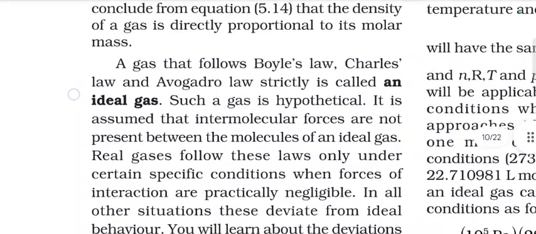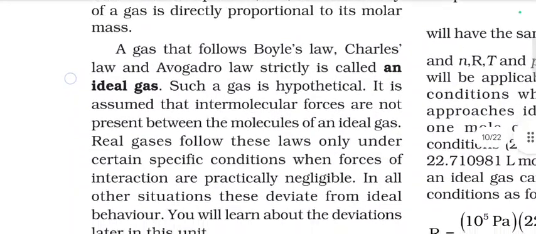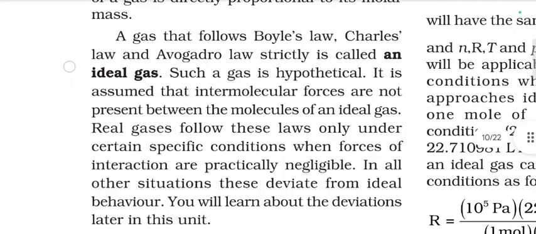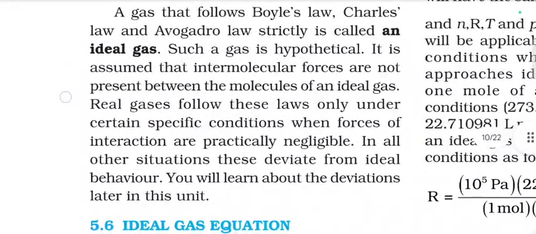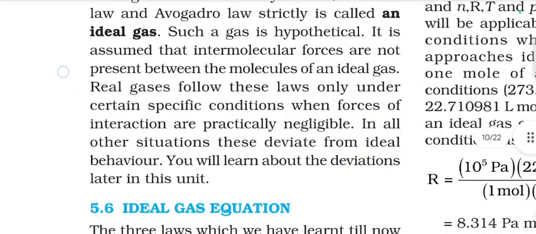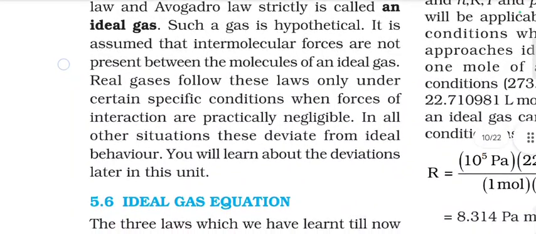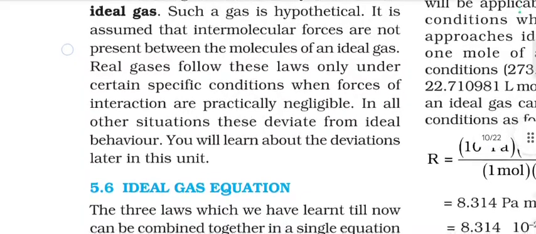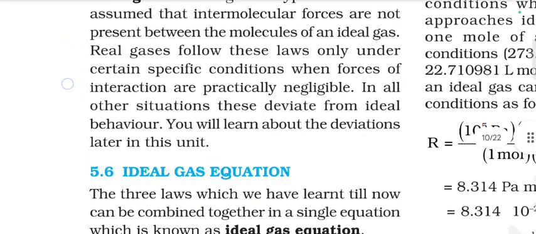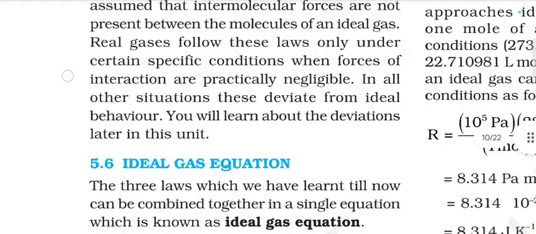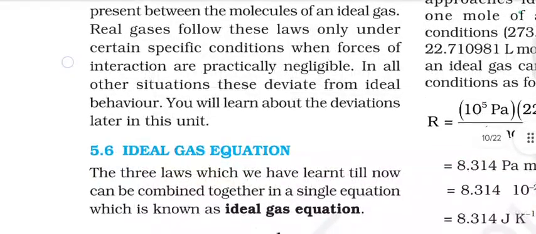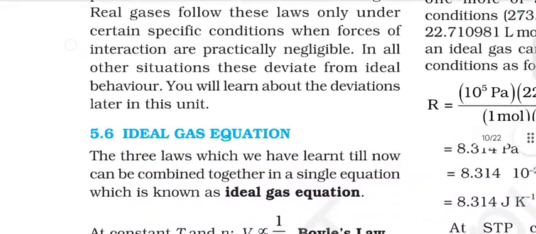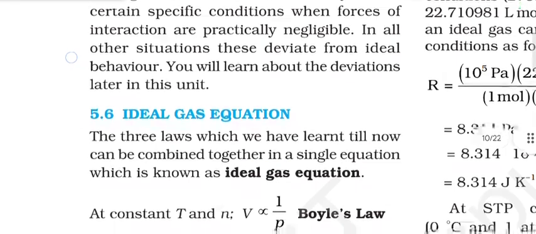A gas that follows Boyle's law, Charles' law, and Avogadro's law strictly is called an ideal gas. Such a gas is hypothetical. It is assumed that intermolecular forces are not present between the molecules of an ideal gas. Real gases follow these laws only under certain specific conditions when forces of interaction are practically negligible. In all other situations, these deviate from ideal behavior. You will learn about the deviations later in this unit.